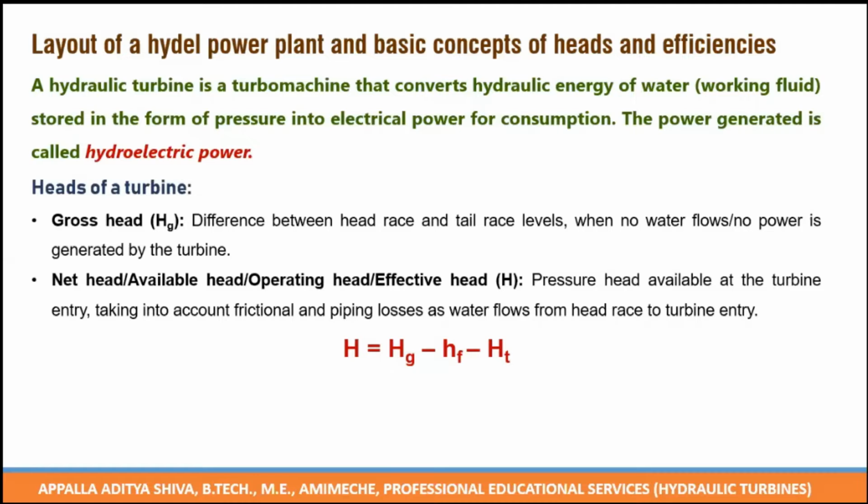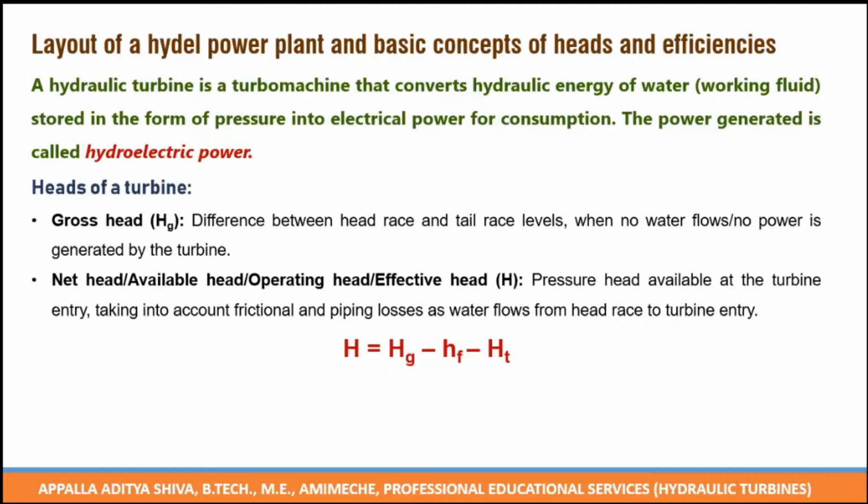So what are the heads of a turbine? When we deal with hydraulic energy, we are dealing with head or pressure head. There are two types of heads. One is the gross head. What is gross head? It is basically the difference between the head race and tail race levels when there is no flow across the turbine. What are head race and tail race levels? We'll come to that in a bit.